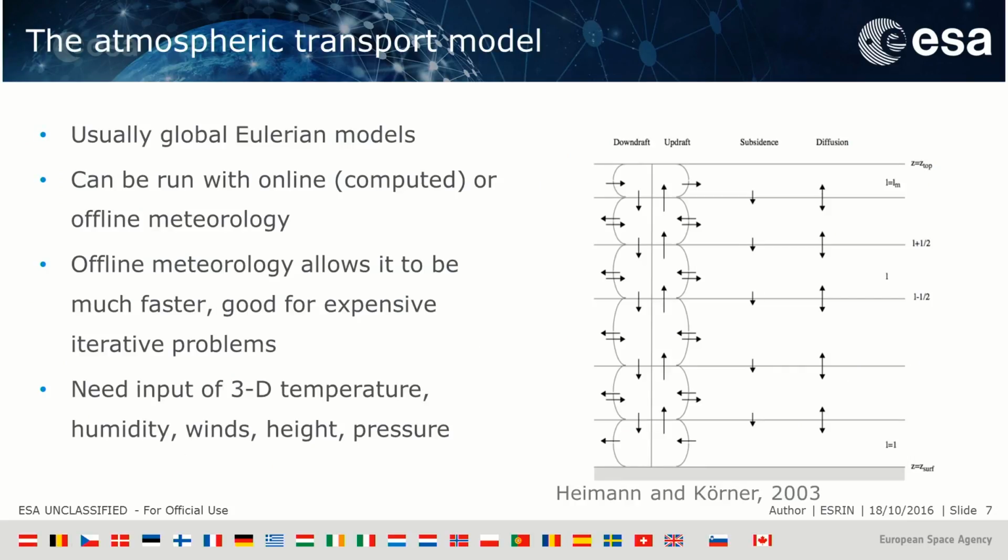Okay, so to talk about what our forward model is, I'm not going to go into a lot of discussion about this, but I think you all have an idea roughly of how atmospheric transport models work. So generally, we're talking about global Eulerian models. Eulerian meaning we have grid boxes and the air travels through the grid boxes. They can be run online so that you have all of the physics computed online, like numerical weather prediction models, where they're actually solving the equations for the fluid dynamics online.